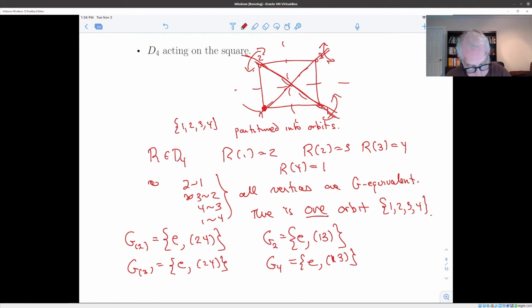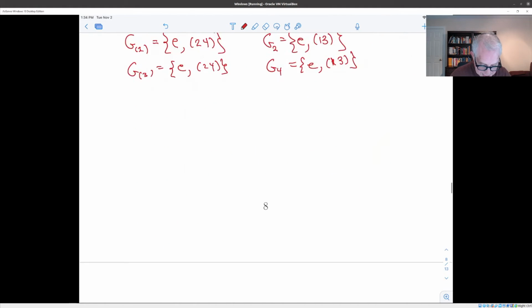There, you notice, the reflections through the midpoints of the sides don't stabilize any vertices, so they don't occur in any of the stabilizers. Okay, some more examples.